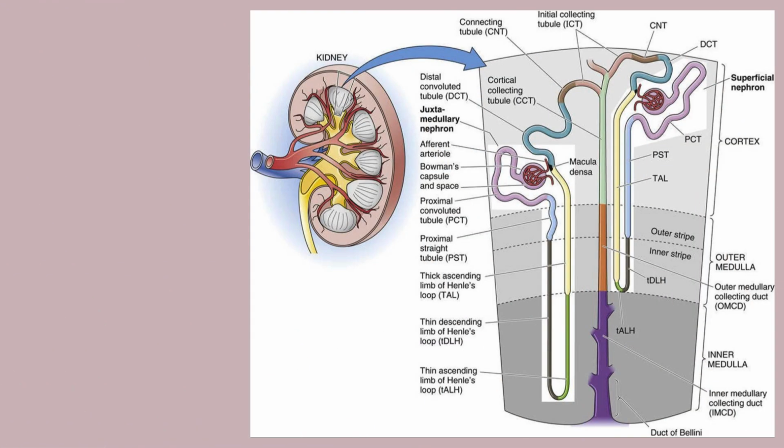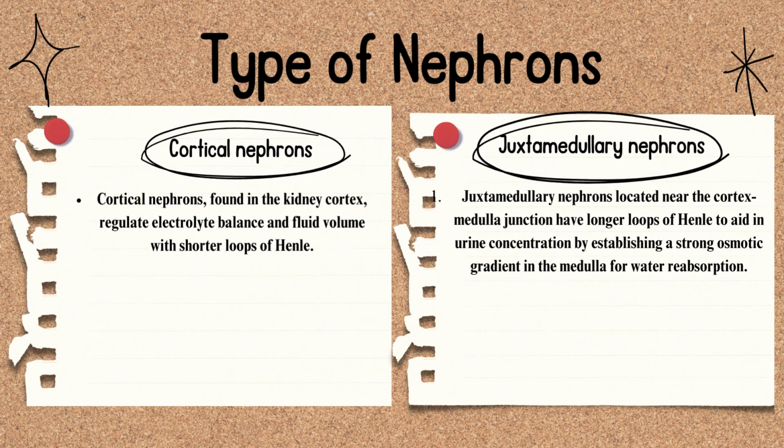Did you know that there are two types of nephrons in our kidneys? The cortical nephrons are the ones that are located in the outer region of the kidney, while the juxtamedullary nephrons are located near the junction of the cortex and medulla. These two types of nephrons have different structures and functions.